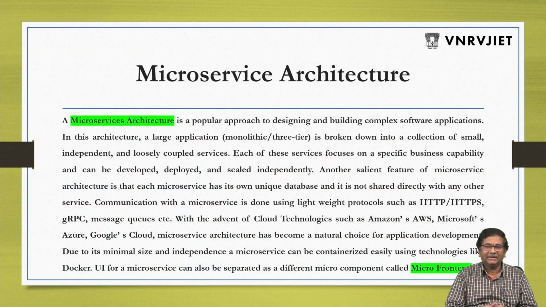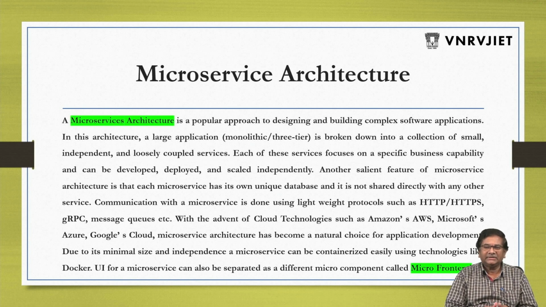A microservice architecture is a popular approach to designing and building complex software applications. In this architecture, a large application that could be monolithic or three-tier is broken down into a collection of small, independent and loosely coupled services. Each of these services focuses on a specific business capability or functionality and can be developed, deployed and scaled independently. Another salient feature of microservice architecture is that each microservice has its own unique database and it is not shared directly with any other service.